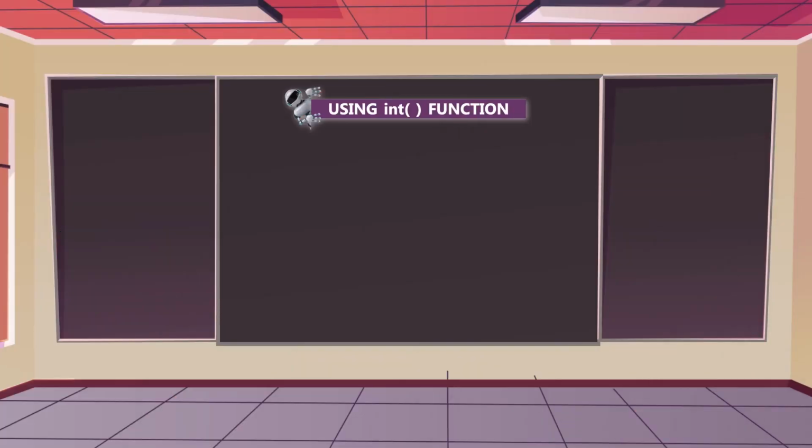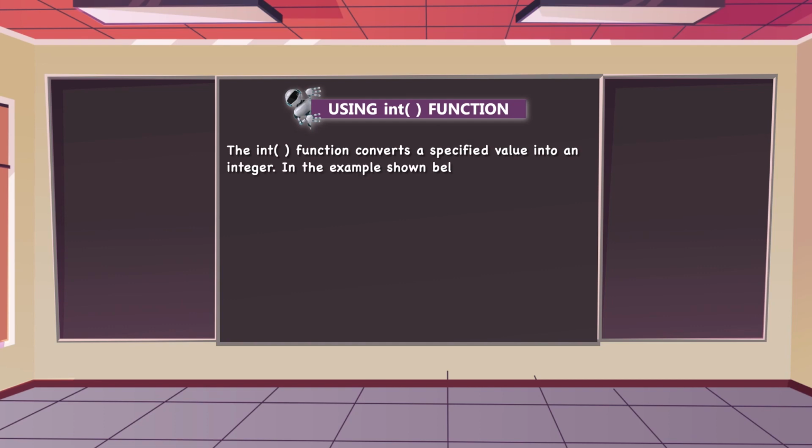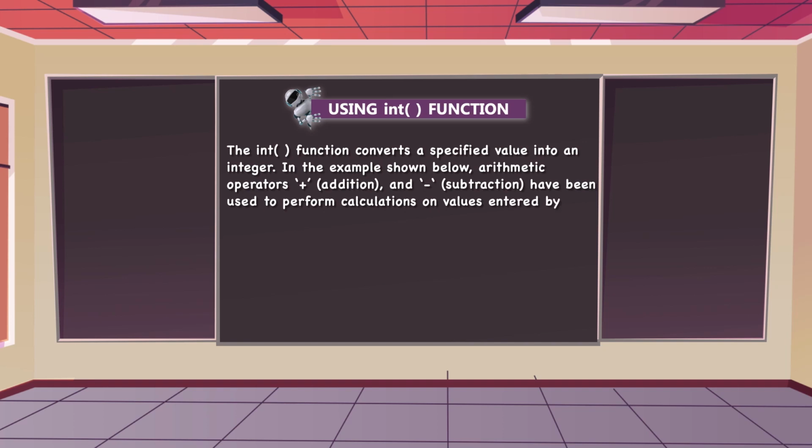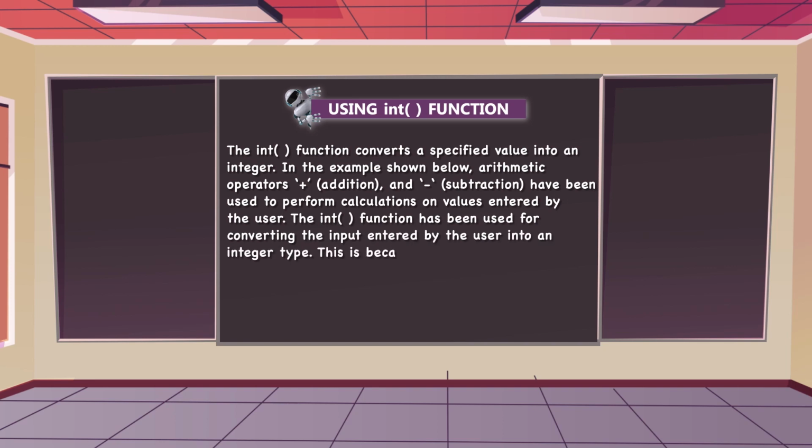Let's learn about using the int function. The int function converts a specified value into an integer. In the example shown below, arithmetic operations, addition and subtraction have been used to perform calculations on values entered by the user. The integer function has been used for converting the input entered by the user into an integer type.